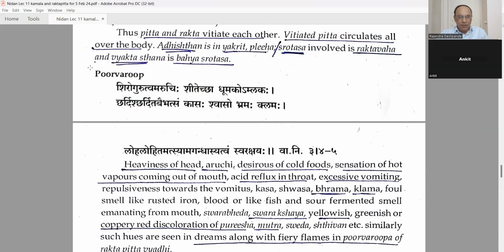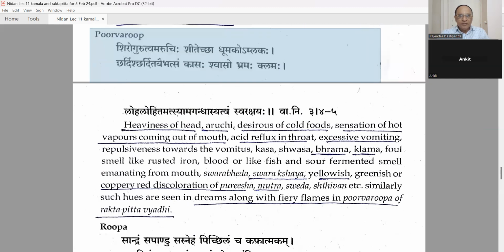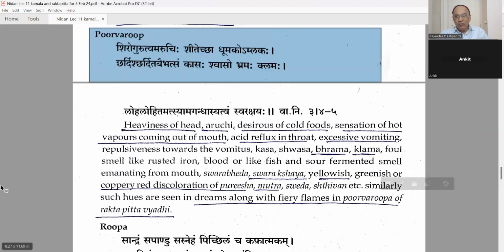Now we will talk about the Purva Rupa, that is warning signals, the prodromal symptoms. Purva Rupa, Nidan Panchaka. What is that? Shiro Gurutva, heaviness in the head. Aruchi, not having the desire to eat. Shita Icha, because a lot of heat is inside, so the person wants cold water, cold drinks. I want ice, I want the AC, air conditioning. That is Shita Icha.